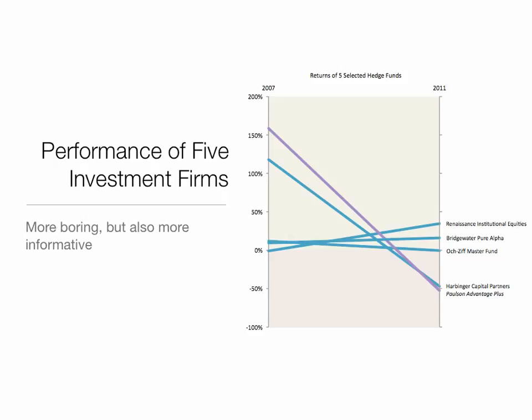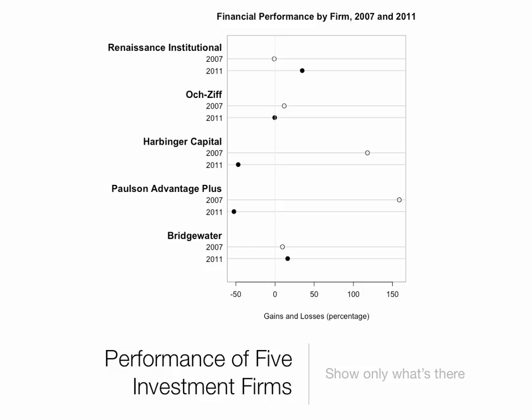A considerably better way of actually showing the data would be just to graph the performance of the investment firms in 2007 and 2011, and show which ones improved in terms of performance and which ones went down. Now this even has a fair amount of ink in the middle that is, technically speaking, incorrect, because the returns of these companies didn't dive on a steady line from one place to another, or slowly rise on a steady line from one place to another. They changed between 2011.